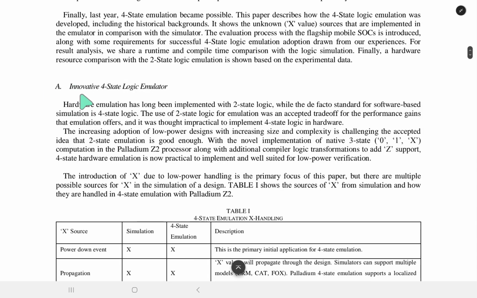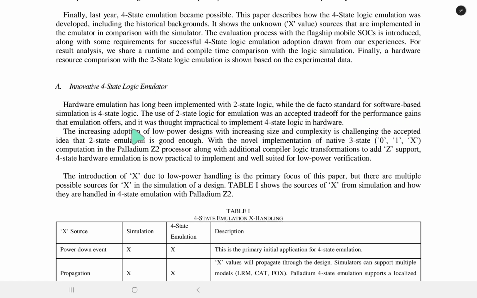Chapter 4. Innovative four-state logic emulator. Hardware emulation has long been implemented with two-state logic, whereas the de facto standard for software-based simulation is four-state logic. The use of two-state logic for emulation was an accepted trade-off for the performance gain and the emulation effort, and it was thought impractical to implement four-state logic in hardware.